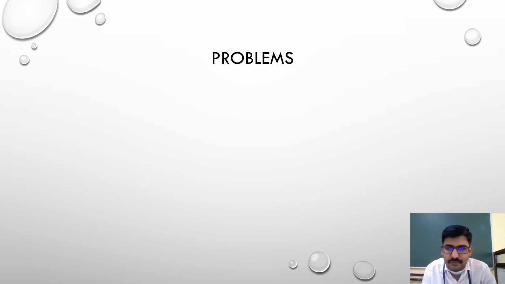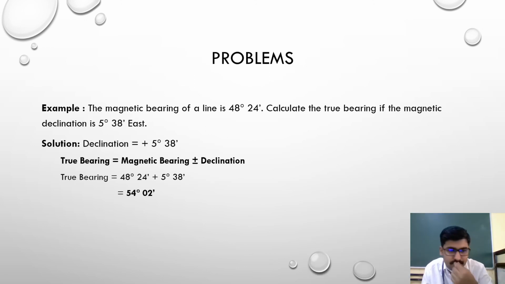Now just to move ahead with the problem, this is one problem here. The magnetic bearing of a line is 48 degree 24 minutes. Calculate the true bearing of the line if the magnetic declination is 5 degree 38 minutes east. So east means positive. So just add this declination to the angle, then you will be able to get the true bearing of the line.